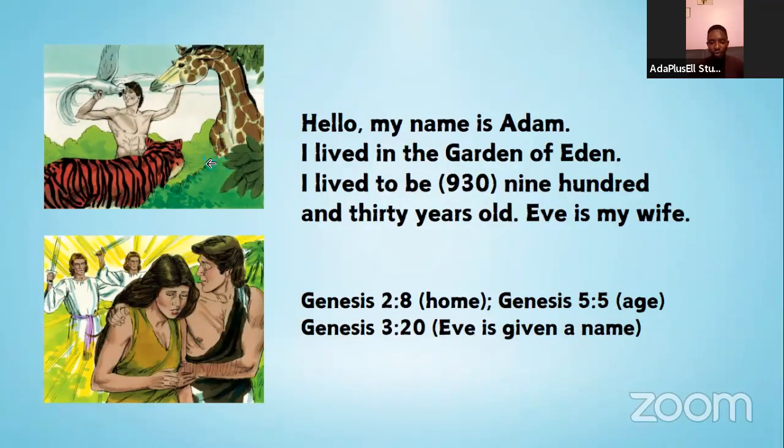So we will wish for someone to try and be Adam and say, hello, my name is Adam, and I lived in the Garden of Eden. I lived to be 930. And then Eve is my wife. So we will wish someone to try.